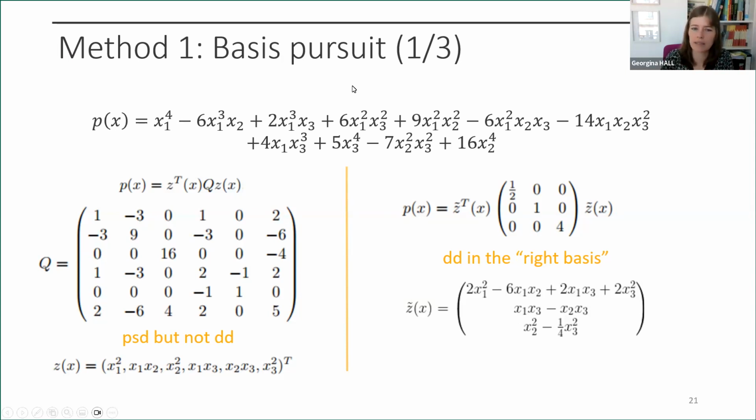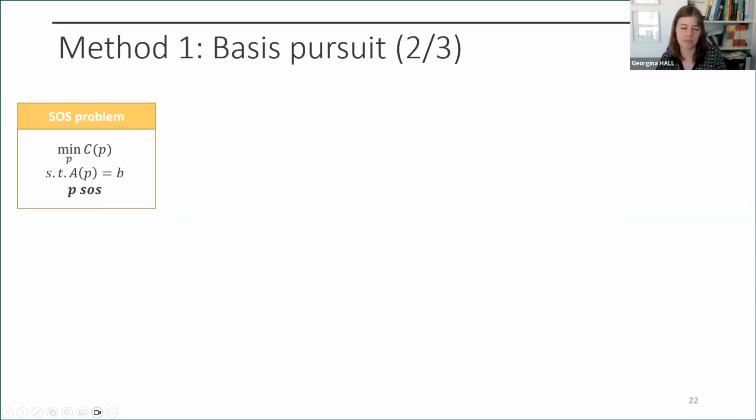So the whole idea of the basis pursuit method is to go from the standard basis to the right basis in some sense. And how are we going to do that? So we're going to iteratively improve on the initial basis z of x. And how do we do this in practice? So let me walk you through the algorithm.